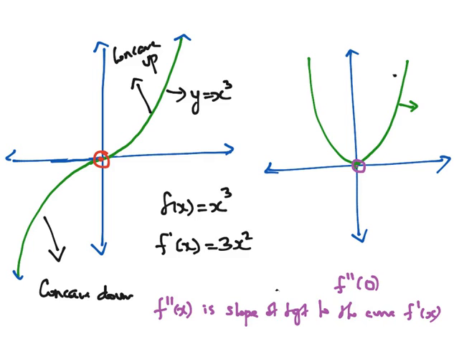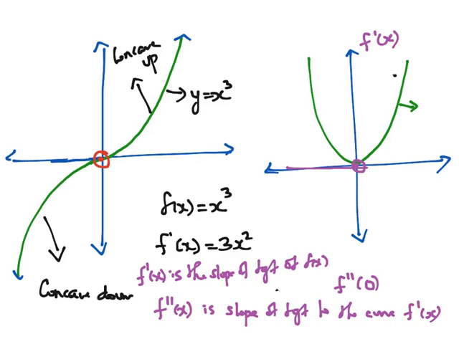So f double dash of x is the slope of tangent to the curve f dash of x. For example, we know that f dash of x is the slope of tangent of the curve f of x, isn't it? Same way, f double dash of x is the slope of tangent to the curve f dash of x. Now this is the graph of f dash of x. So when I try to find f double dash of 0, it means I need to find the slope of the tangent at this point. Now definitely if I draw a tangent here, it will be parallel to x-axis. So f double dash of 0 will also be 0.